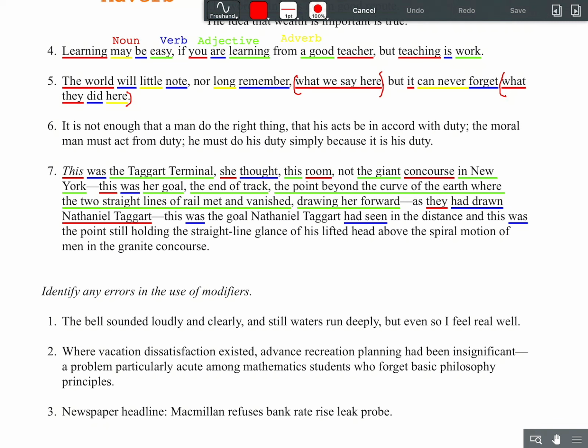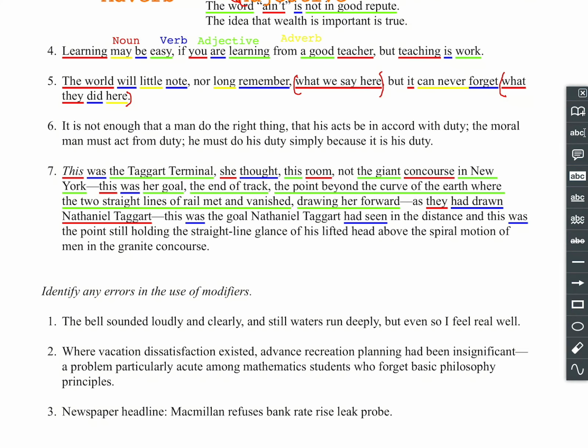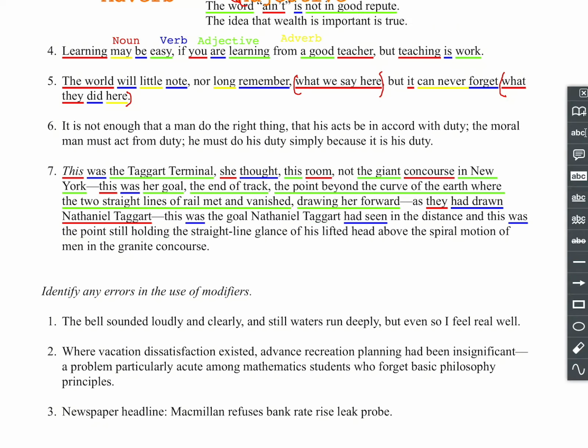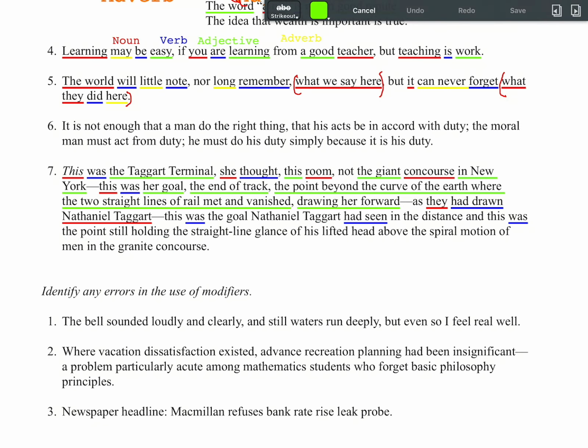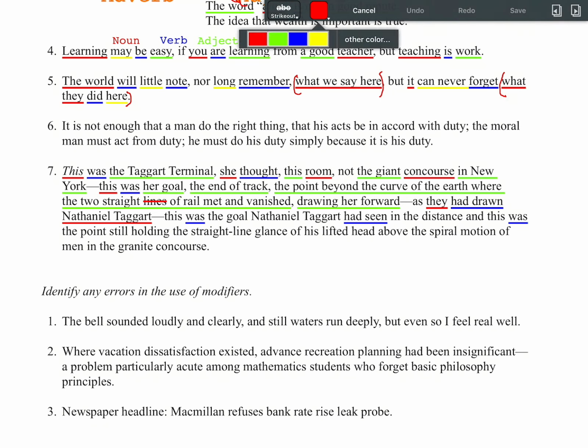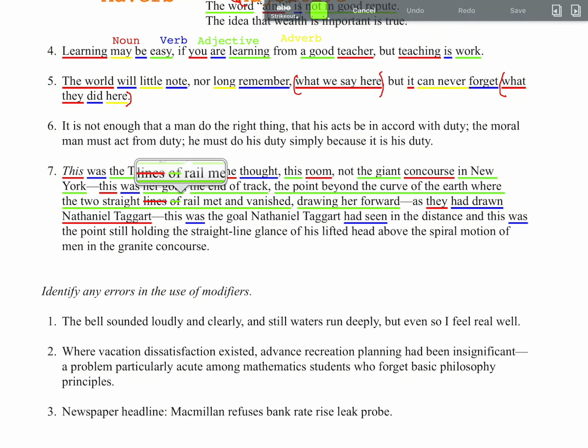So I was calling lines a noun. Oh wait, I will use strike through. Let's try this and see what happens. Okay, cancel. Alright, strike through. Lines. Alright, save. Strike through. Adjectives. So we had of rail, and we had the, to, and straight.